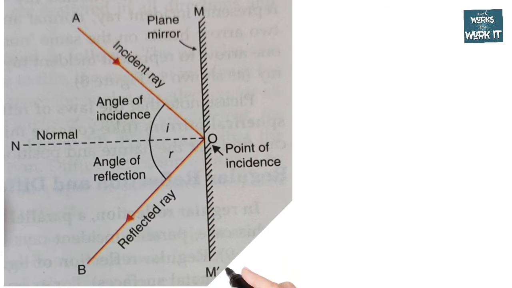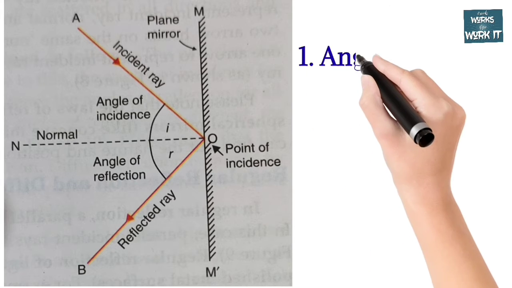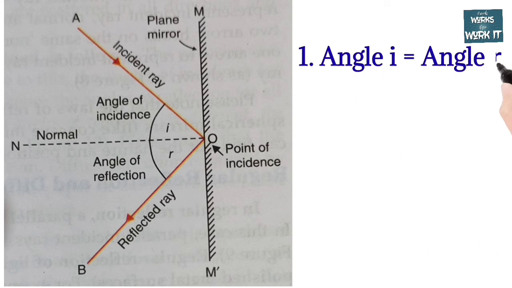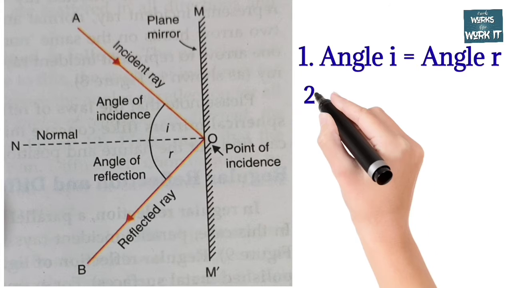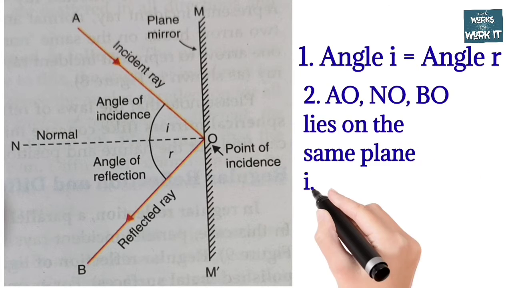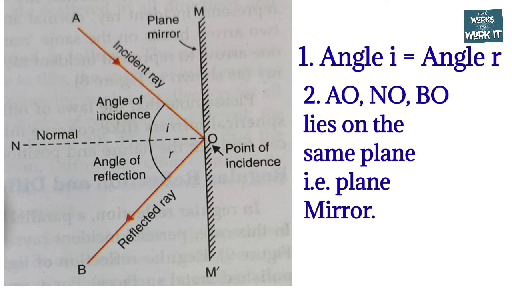So this diagram represents the reflection of light through a plane mirror. So MM dash is a plane mirror. Here in this diagram, if you see, I and R are representing the angles. Angle I is the angle of incidence and angle R is the angle of reflection. So angle I is equal to angle R. So incident ray AO, normal NO and reflected ray BO all lie on the same plane of the mirror.